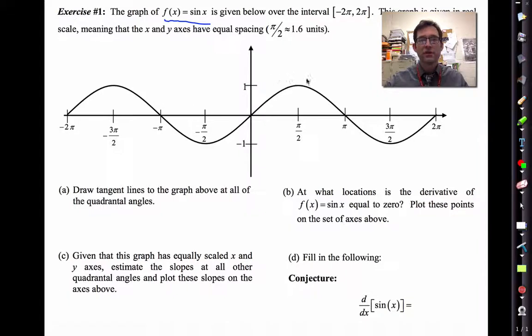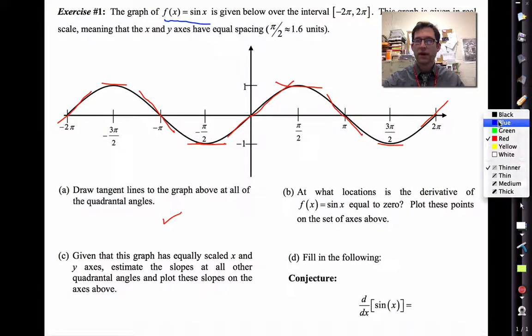Well, the quadrantal angles are the multiples of 90. So I'm going to put tangent lines here, here, and here. There's also quadrantal angles here, and that was supposed to be a tangent line, and that's supposed to be a tangent line, and that's one, and that's a little bit better one, and that's my last one. Okay, anyway, I'll do a little check mark there. I'm going to go back to blue. Maybe I'll write better in blue.